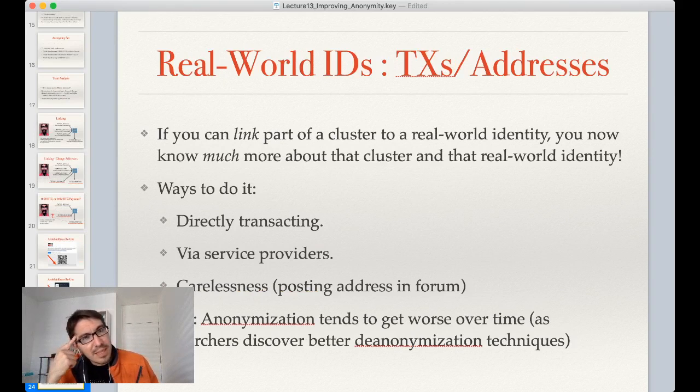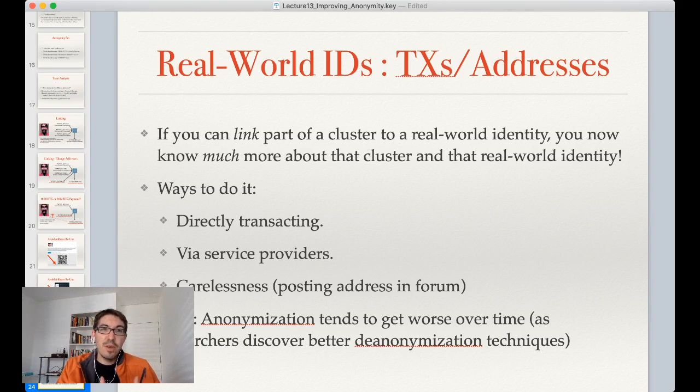But something that still is useful and that they mention: if you can link even part of a cluster of transactions to some real-world identity, now you have more information both about that cluster and about the identity. So if you can find out that Bill Laboon used some Bitcoin here, not only did I discover that this Bitcoin belongs to Bill Laboon, but I've discovered some information about Bill Laboon. Perhaps I can see when he first started using Bitcoin, or how much Bitcoin he has, what he does with it.